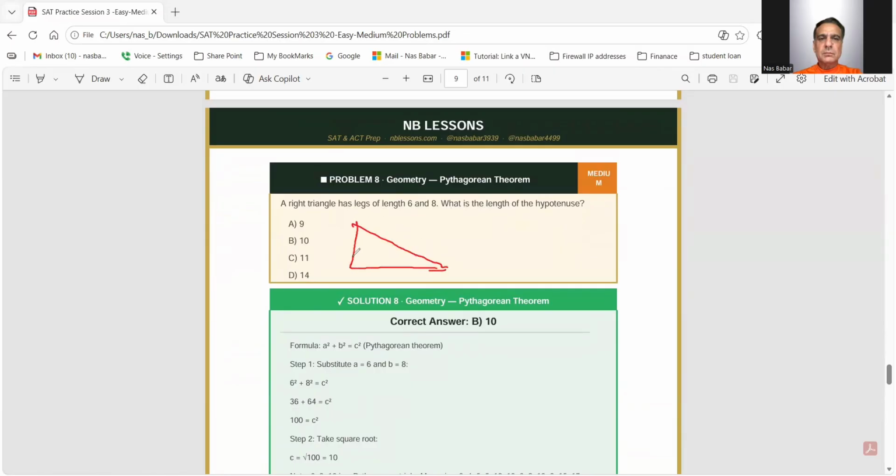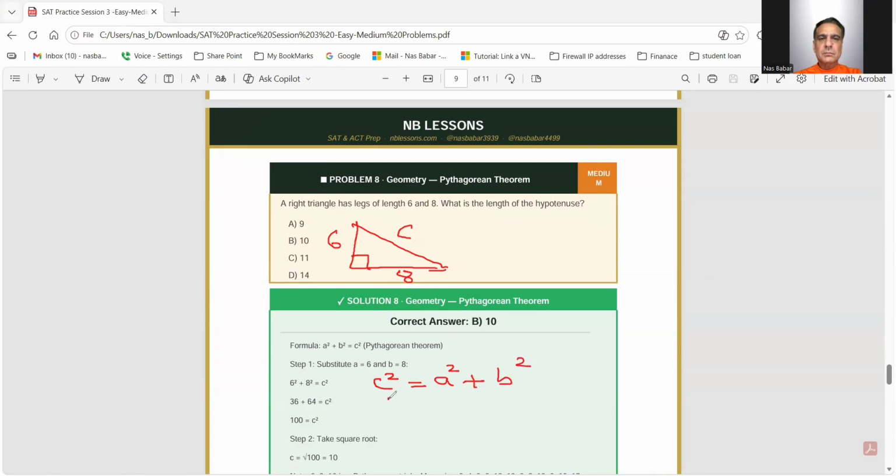So this right here angle is 90 degrees. What they're saying is that the length of one leg is 6, the length of the other leg is 8. They want you to find the length of the hypotenuse. Let's say it is c. According to Pythagoras theorem, you have c squared is equal to a squared, in this case a is this, plus b squared, and in this case b is this.